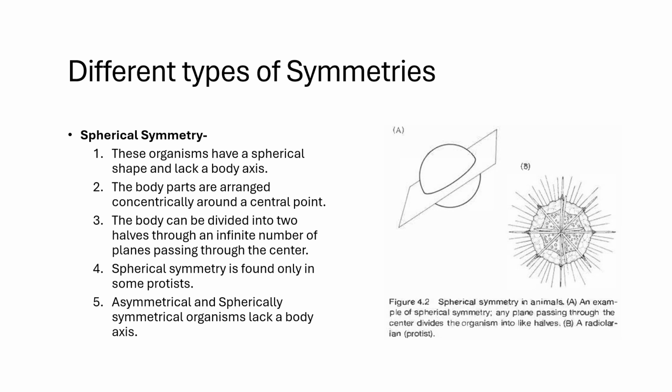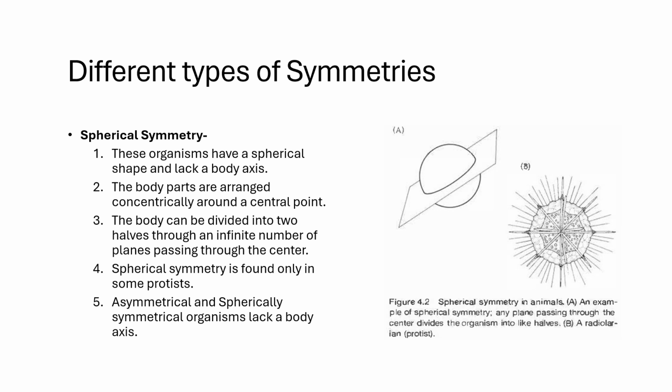The first one is spherical symmetry. These organisms have a spherical shape and they lack a general body axis. So there is not one axis that is going through their body. Because they are spherical, there can be multiple axes, and the body parts are arranged concentrically around a central point. So rather than an axis, there is a central point, and from that central point, all the body parts are arranged outwards in the form of a sphere.